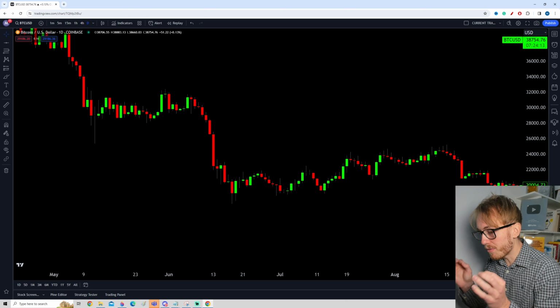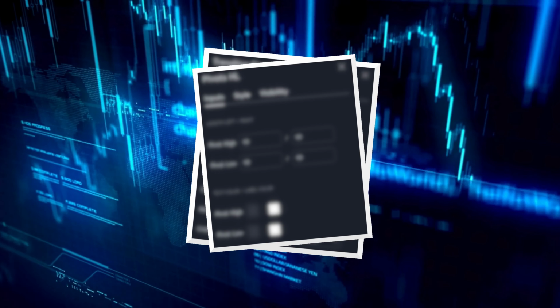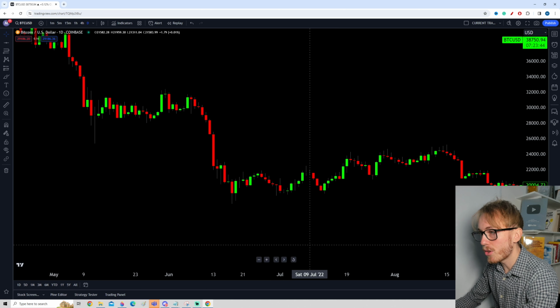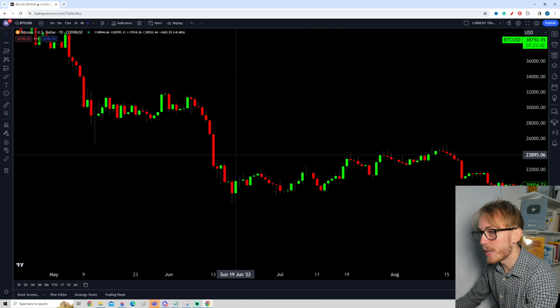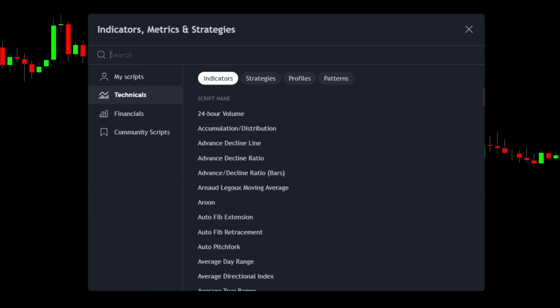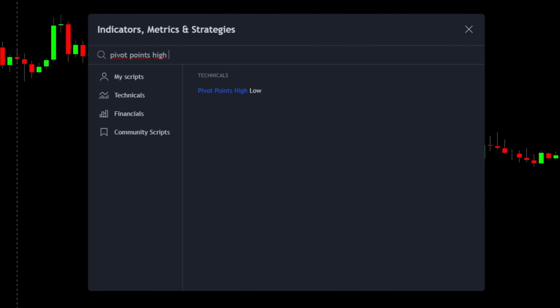So now guys, we are finally ready to take a look at some of the best indicators out there to improve your support and resistance levels. So let's just open up the first indicator right away. What we want to do here is go up to the indicators tab in TradingView, and what we want to search for here is pivot points high low.